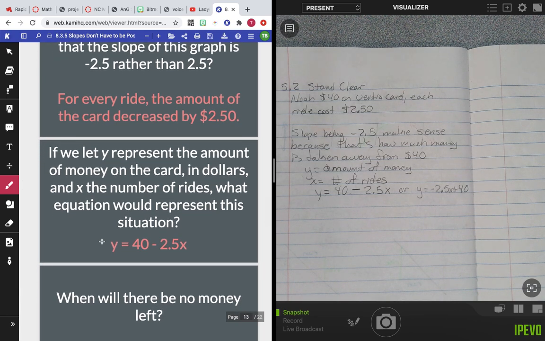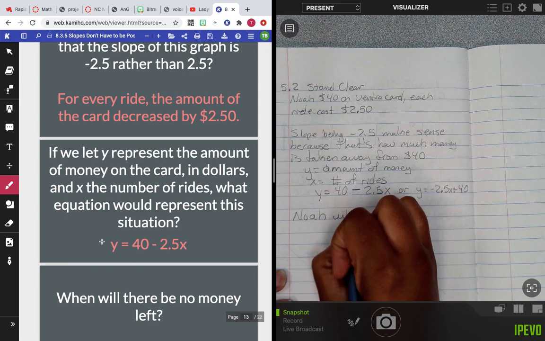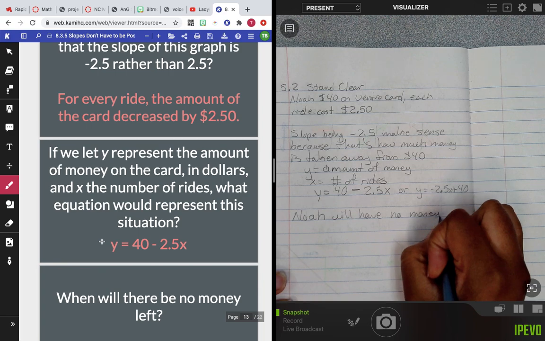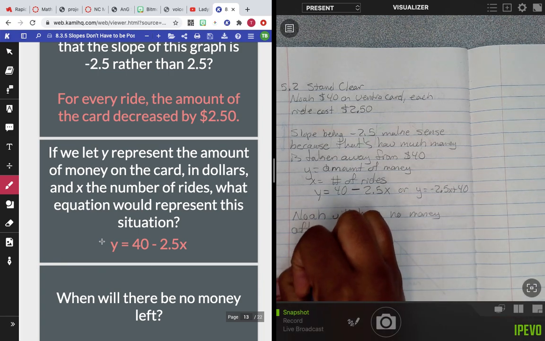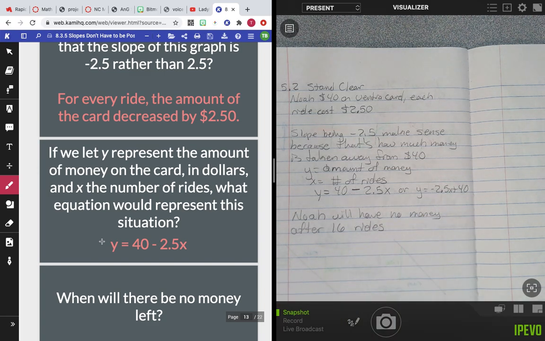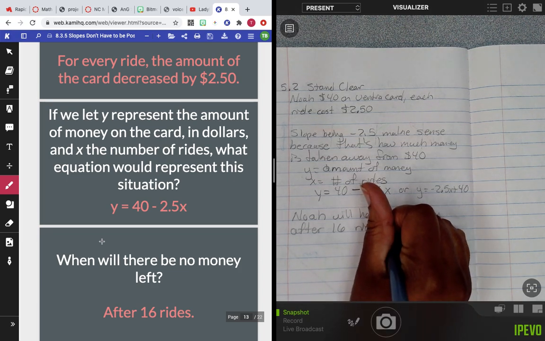When will there be no money left? Well, Noah will have no money after 16 rides. We determined that when we did our graph earlier. So after 16 rides, he will no longer be able to get on the metro, whatever they call it in Chicago, because he's already used up all of his money after 16 rides.